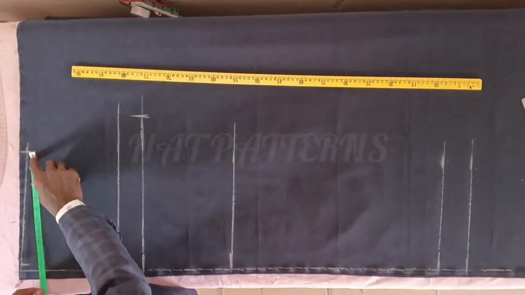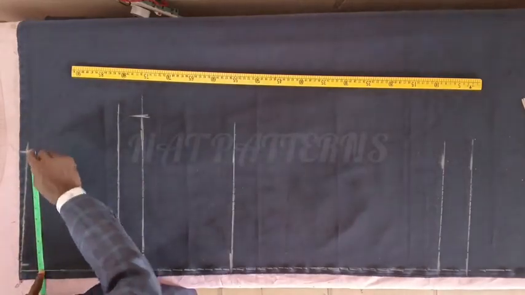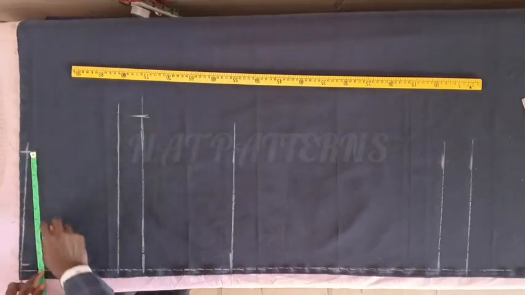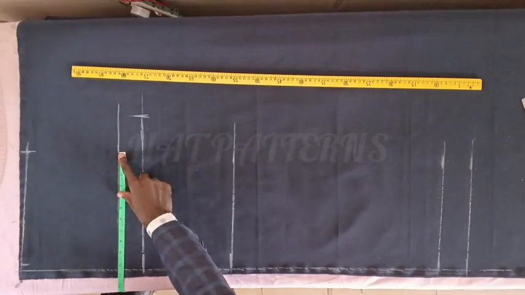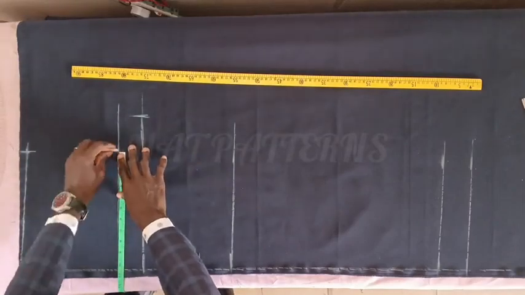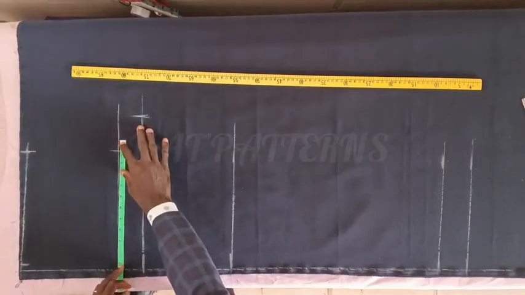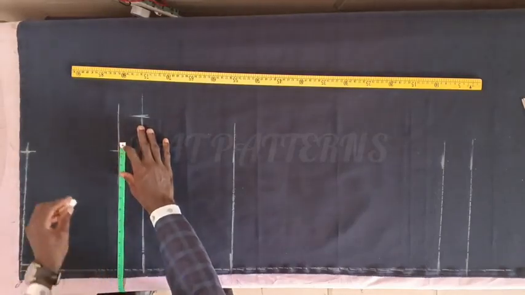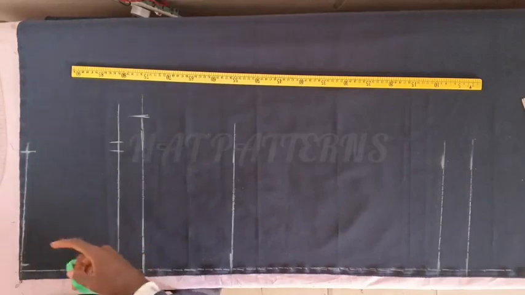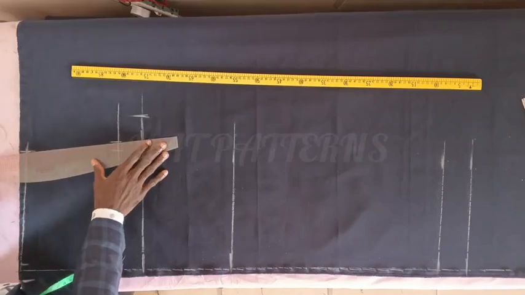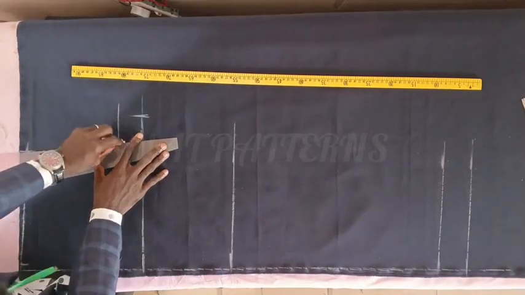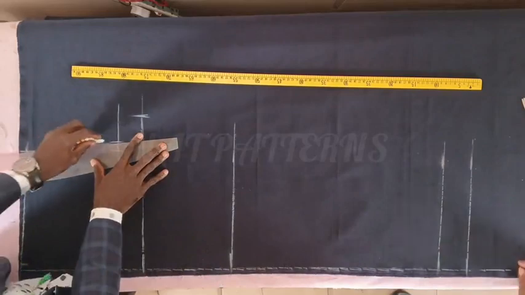Then our crotch, look at it. I'll take this measurement I have here and I'll extend it down. I will simply extend it down here. And then I'll add 3/4 inch allowance to it. And that will become my crotch line. I'll now draw my crotch line from that measurement.